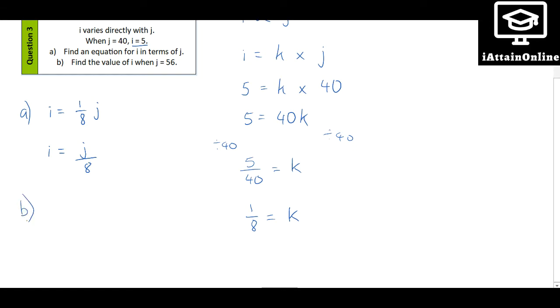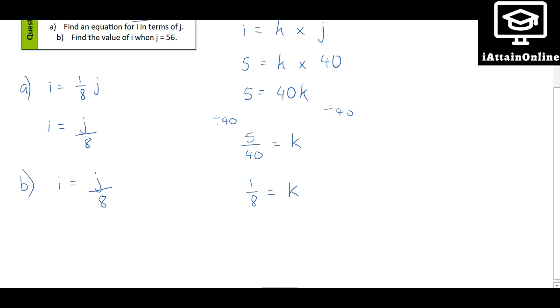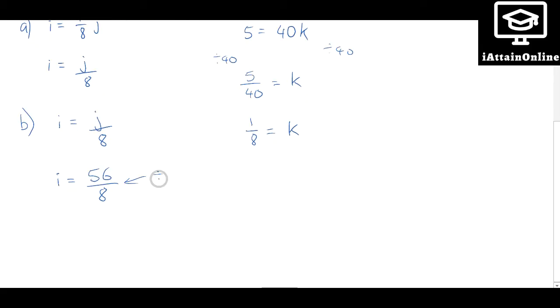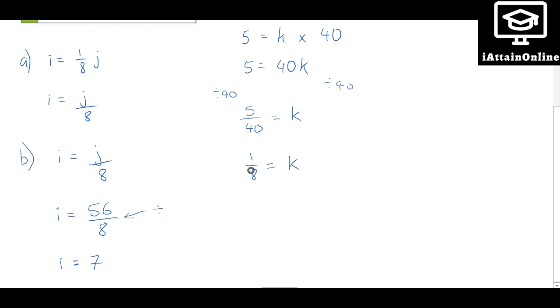So part B, find the value of I when J equals 56. So using our equation, I'll use the second version of it, where J is 56. So all I'm going to do here is instead of J, I'm going to use the value 56. And then remember, division has not yet been completed. So we're just doing 56 divided by 8. So 56 divided by 8 is going to give me 7. So when J is 56, I is 7.